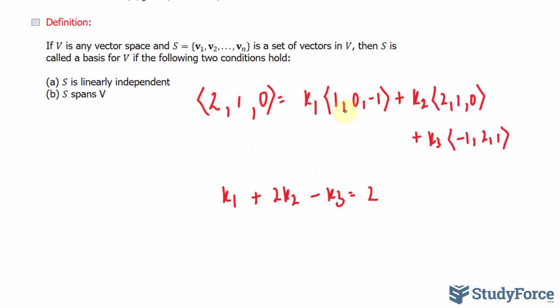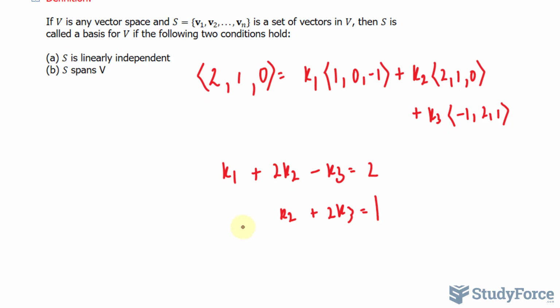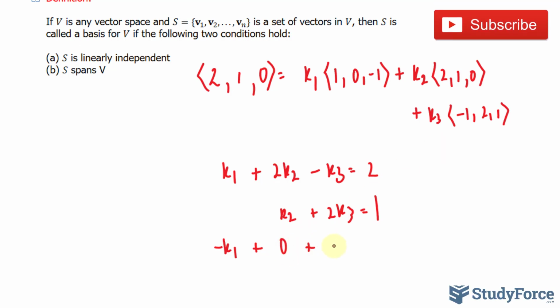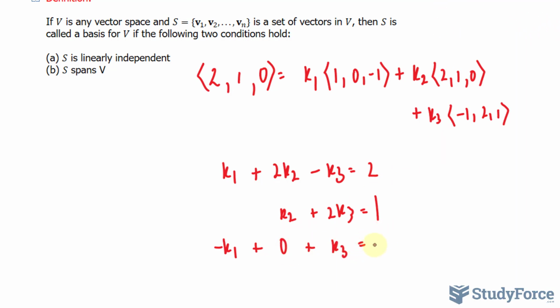Let's do the same thing for the next component. k sub 1 times 0 is 0. We can forget about that. Then we have k sub 2 plus 2 times k sub 3, and that's equal to 1. And our last equation will be negative k sub 1, that's 0. So I'll write down plus 0, and k sub 3 is equal to 0.